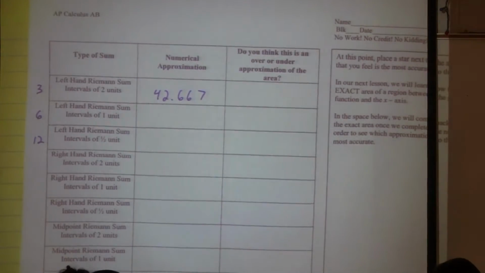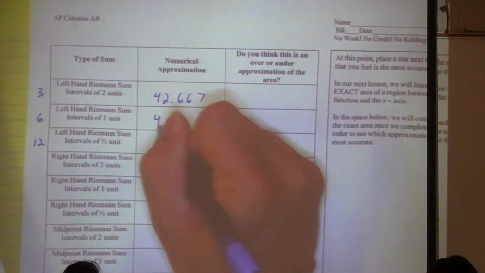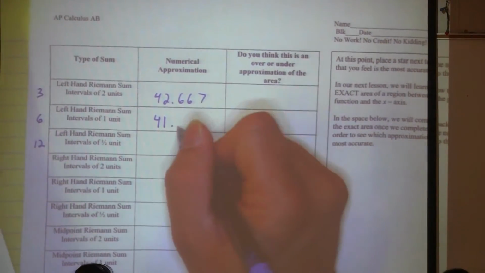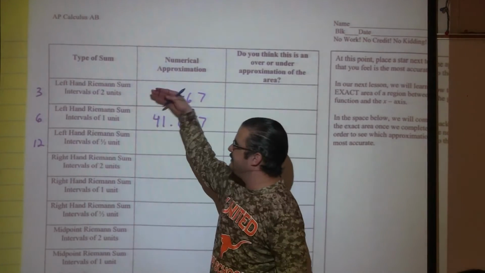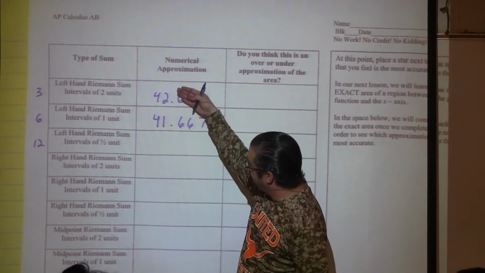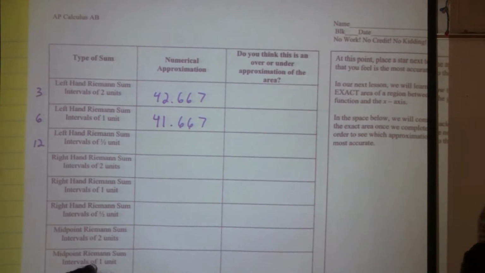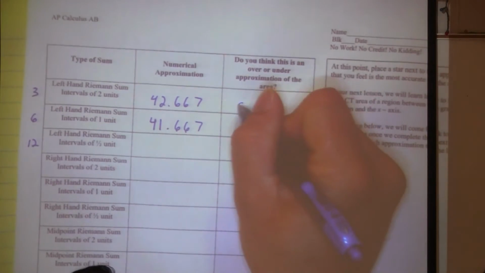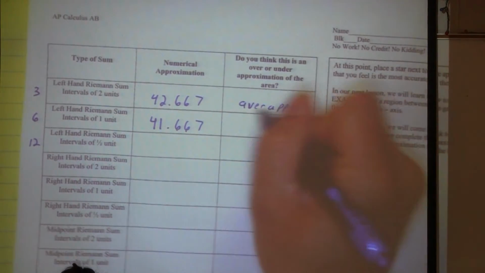So let's compare it to adding more rectangles. And my answer will get more exact. So then the second time we did it, we got 41.667. So now that I know my answer is getting more exact by adding more rectangles, I know that this is getting what? Smaller, so that means that they're over approximation. So now we can answer this question. Right?